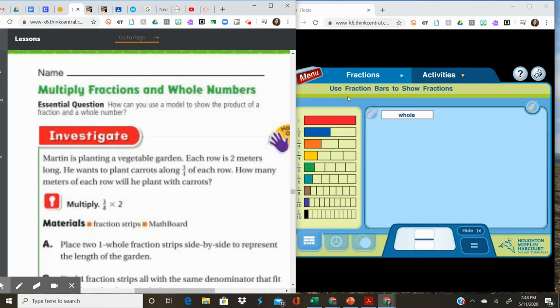What I have open is the ThinkCentral iTools fraction bars, and we're going to be building and trying to figure out what this all means. The question is, Martin is planting a vegetable garden. Each row is 2 meters long. He wants to plant carrots along 3/4 of each row. How many meters of each row will he plant with carrots? So we're looking for how many meters will be planted with carrots. The total is 2 meters.